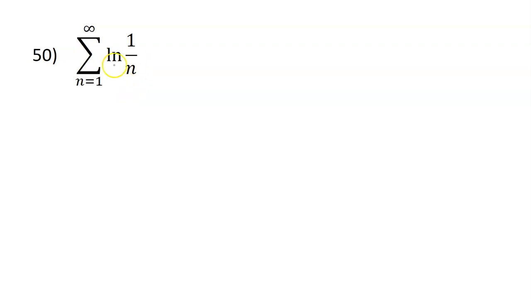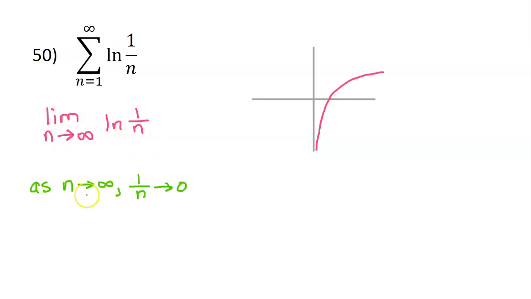Number 50 is not a geometric series, so let's try the nth term test. We begin by asking ourselves, what is the limit as n approaches infinity of the rule natural log 1 over n? As n approaches infinity, 1 over n approaches 0. So the question is, what happens to natural log as the argument, the stuff inside, approaches 0?